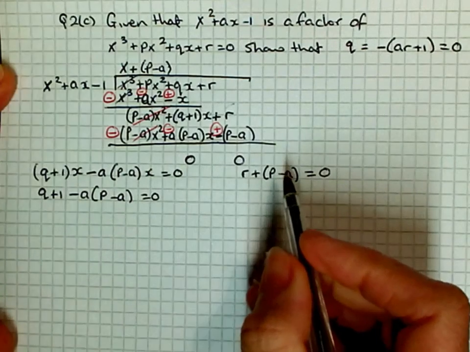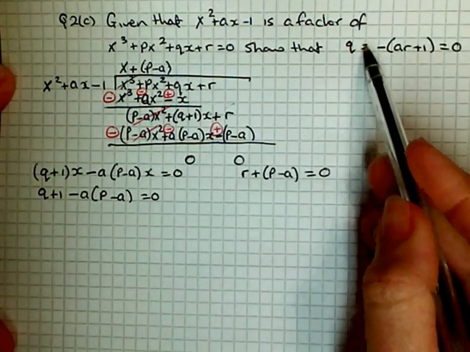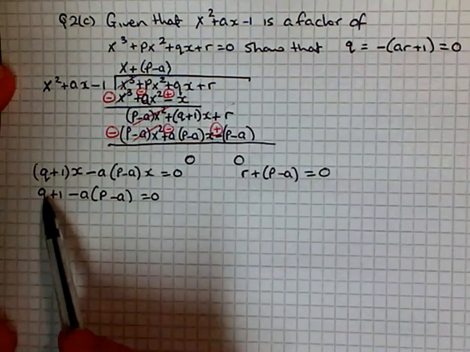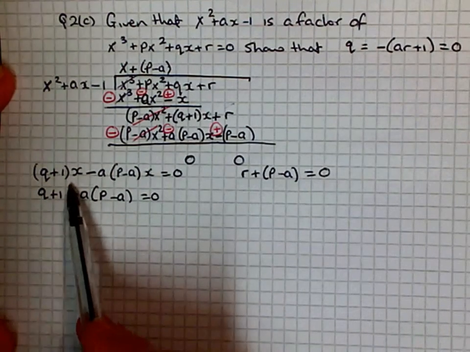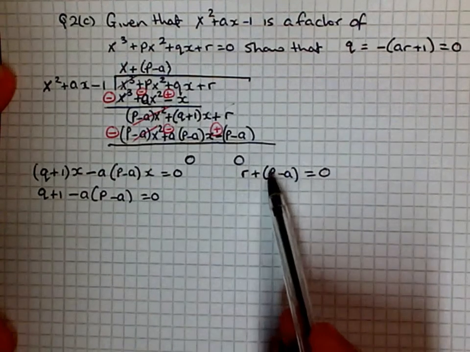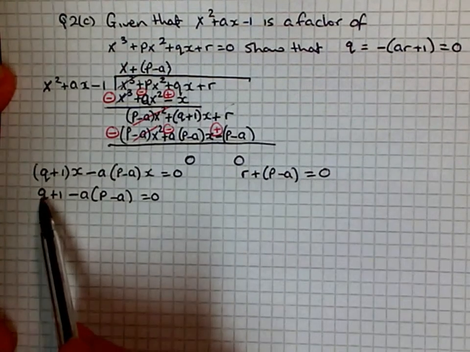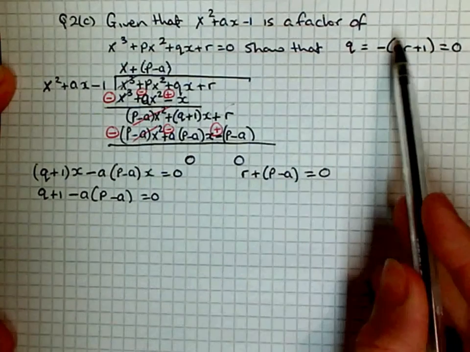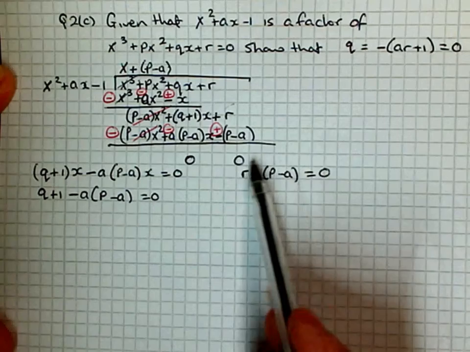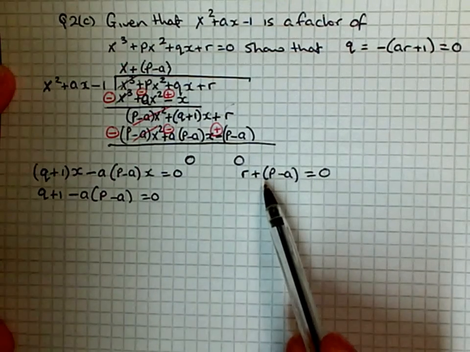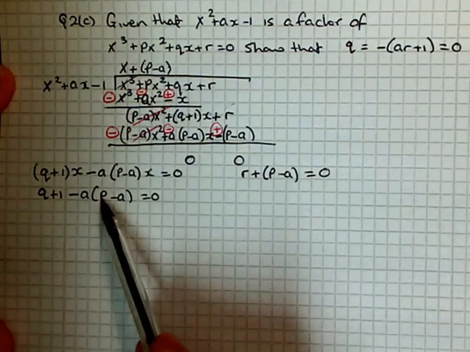Now the question asked me to show that q was equal to minus (ar plus 1). Now in this little equation here I have q, a and p, and over here I have an r, p and an a. So this is the one where I have the q. So I need this in terms of q, a and r. So we're going to use this one here, and we're going to find something to put in for the p that we have here.